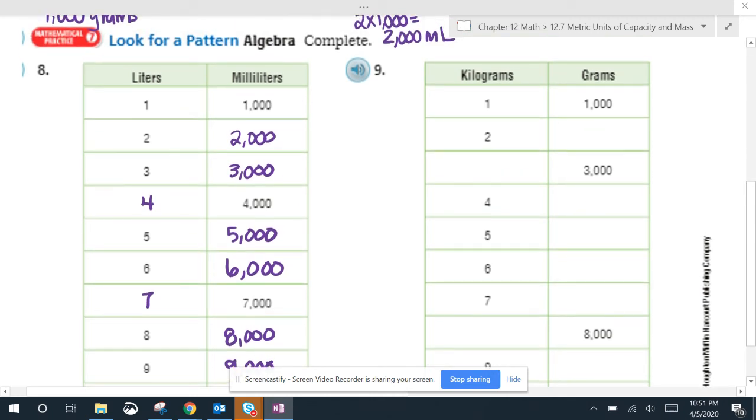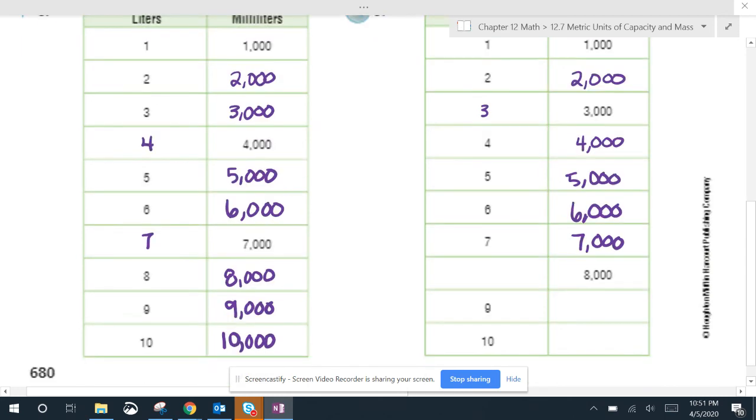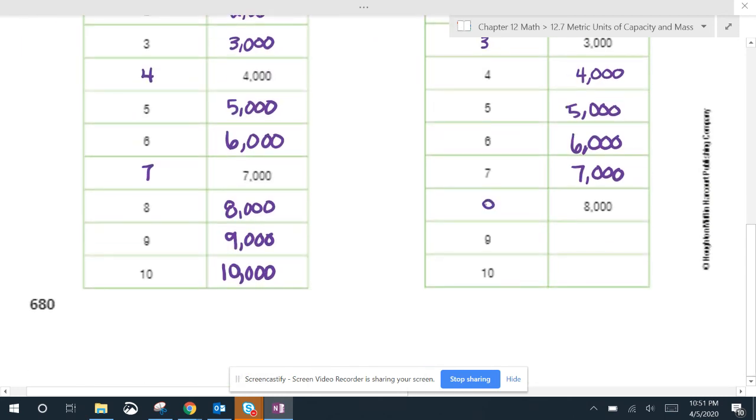Okay, welcome back. You should have completed your whole table and now you're checking your work. So we have 2 equals 2,000. 3,000 grams equals 3 kilograms. 4 kilograms equals 4,000 grams. 5,000 grams. 6,000 grams. 7,000 grams. Okay, now I have 8,000 grams, which is going to equal 8 kilograms. 9,000 grams and 10,000 grams.